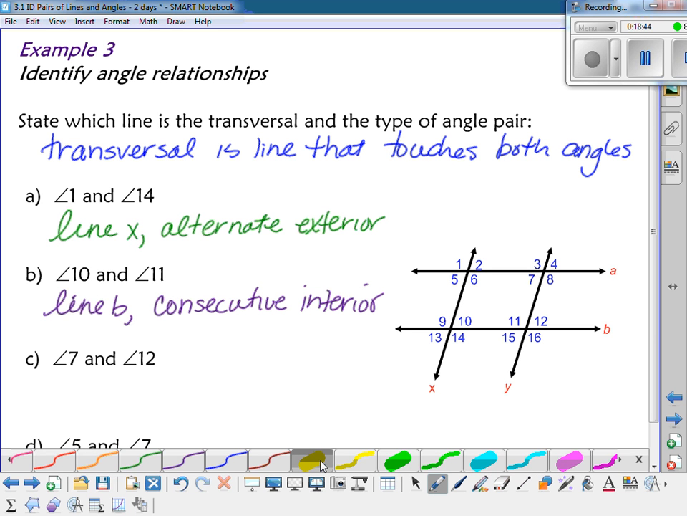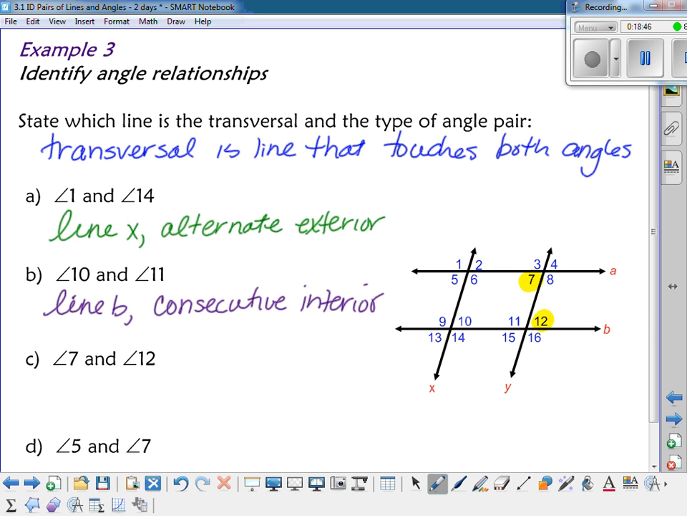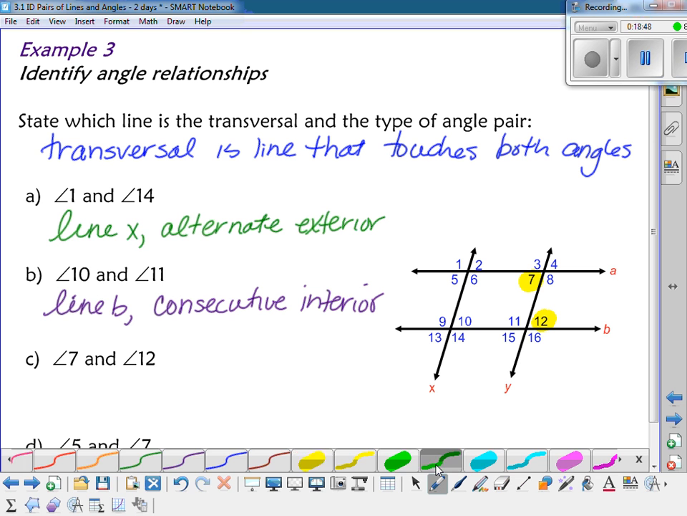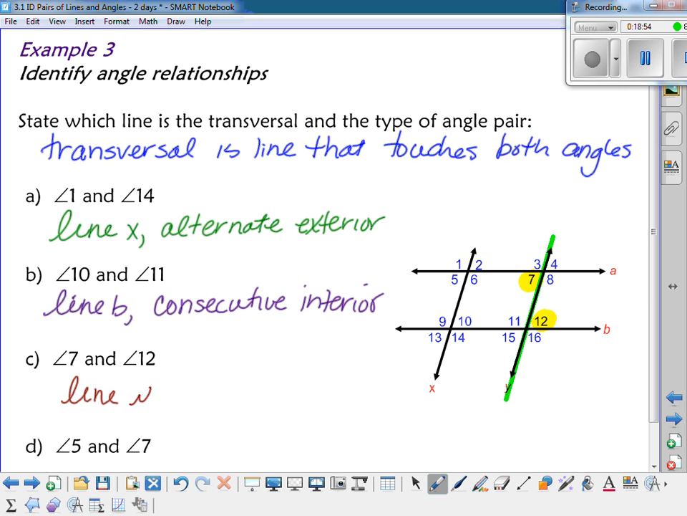Next, we're going to look at 7 and 12. 7 and 12 are both touching line Y, so line Y is my transversal. And I don't care about this part of the drawing now. They are between the two lines, so they're inside or interior, and they're on opposite sides, so alternate, so those are alternate interior angles.